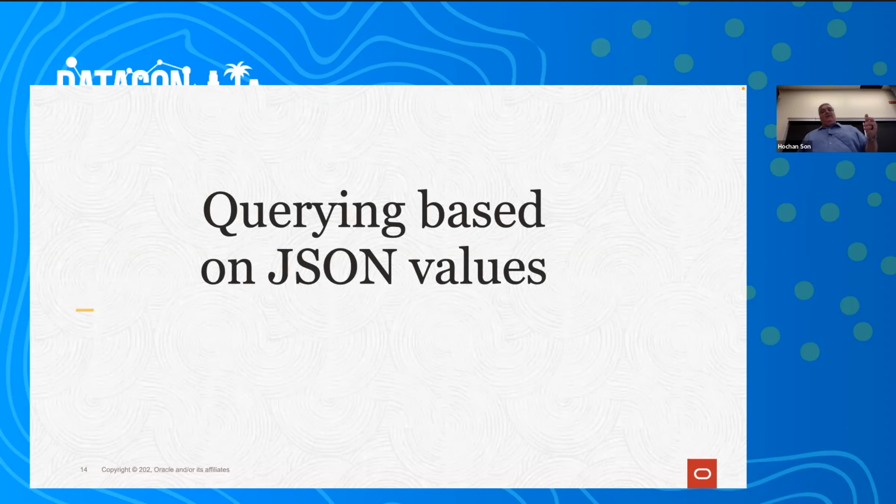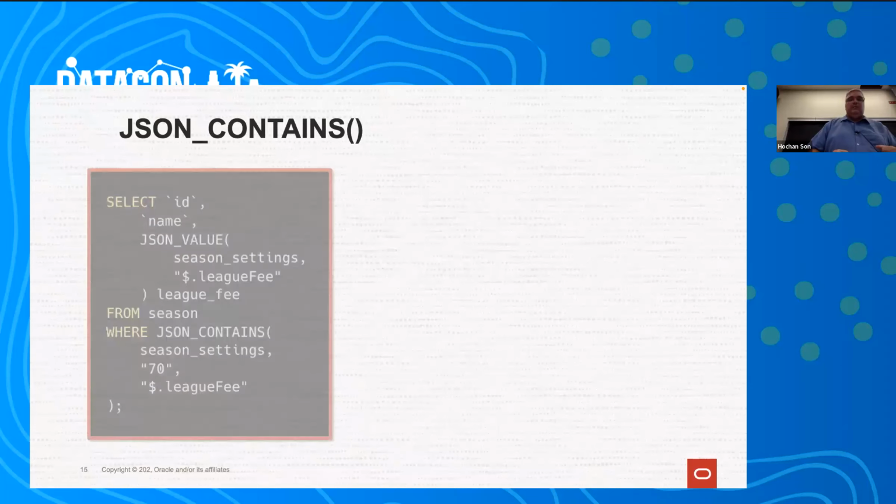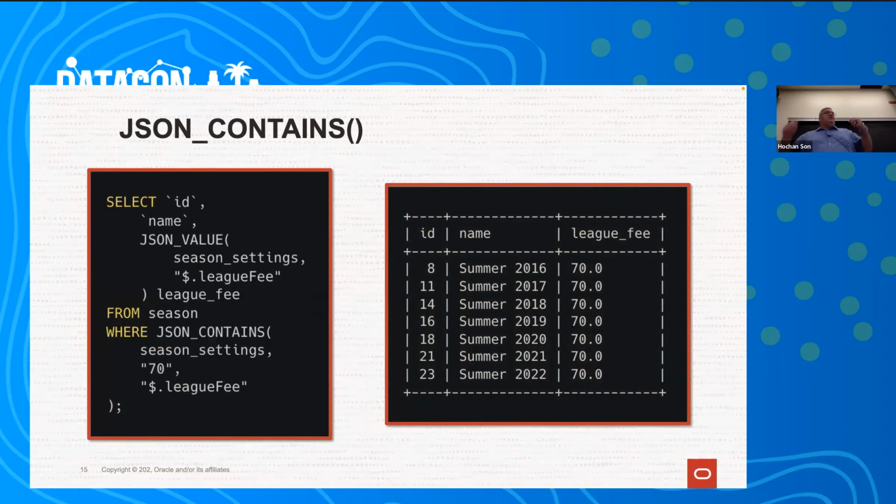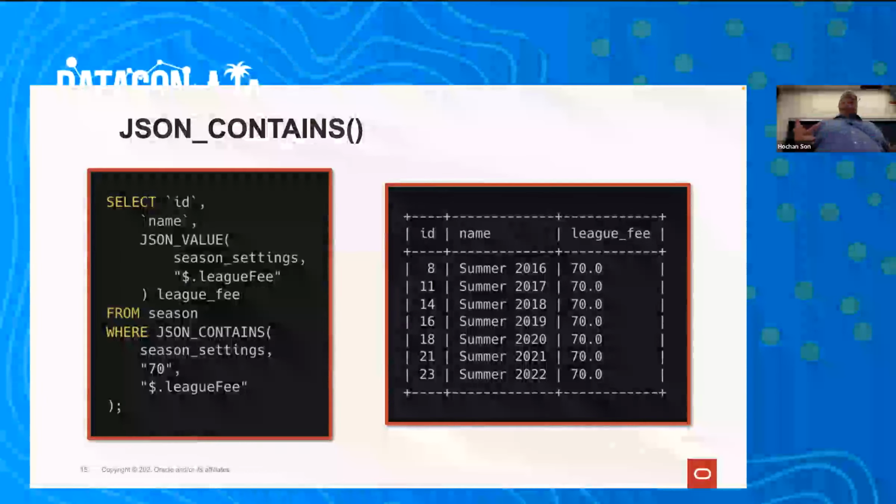Okay, querying the database based on values in a JSON block. So we have data in our database. It's a regular relational table. It just happens to have a column or columns that are JSON, with the JSON data type. The first thing is JSON contains. This is usually going to be used in your where clause. I'm not going to say it's always going to be used in your where clause, but it's usually going to be used in the where clause.